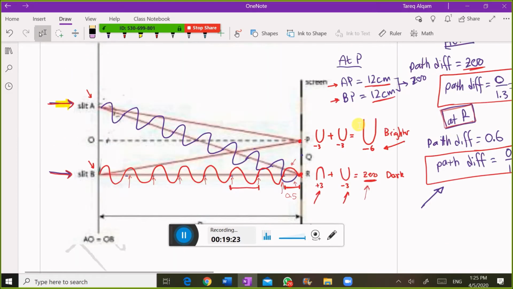This is just to show you the effect of the path difference. Here, at P, as a result of the path difference, the waves meet in phase, so I get a larger amplitude of the resultant wave. Here at R, the waves meet in anti-phase, crest with the trough, so I get a resultant amplitude of 0, so it will be a darker region.